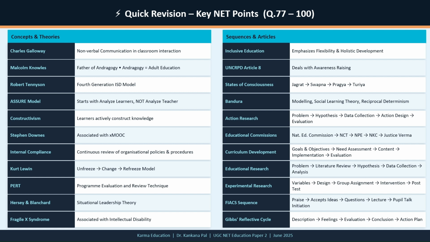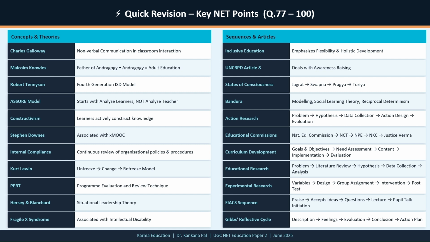Article 8 of UNCRPD deals with awareness raising. The 4 states of consciousness are Jagrat, Swapna, Sushupti and Turiya. Bandura is associated with modeling, social learning theory and reciprocal determinism. Action research follows the sequence problem, hypothesis, data collection, action design and evaluation.